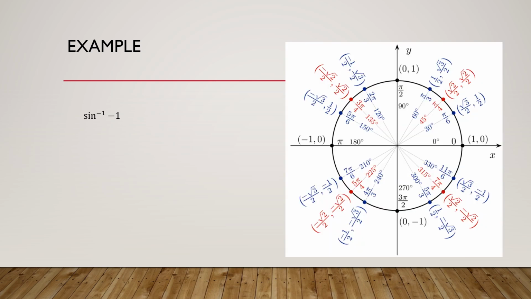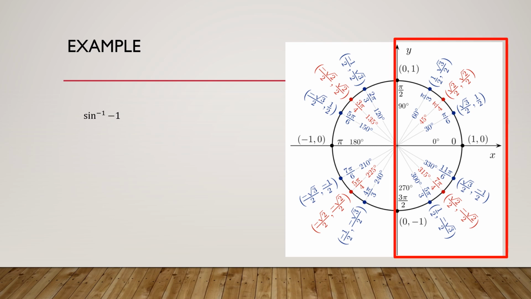As an example, let's find the arcsine of -1. For this, we will use the unit circle. First, we note that the range of arcsine is limited to -π/2 to π/2. Then, we look for an angle theta, where sine theta equals -1. This angle is 3π/2, or expressed in our range, -π/2.